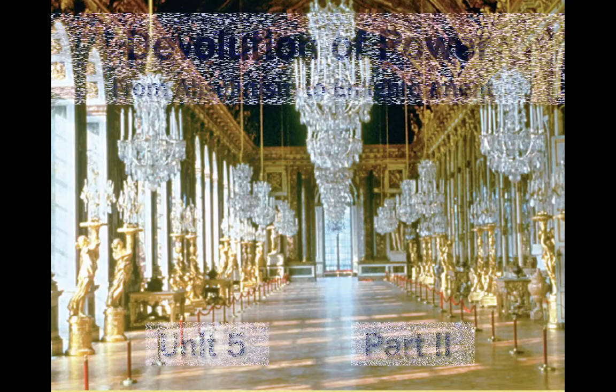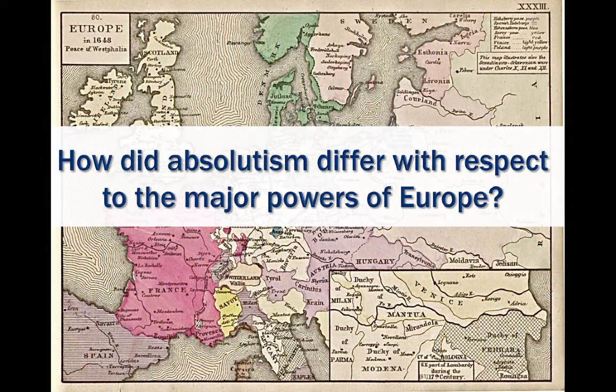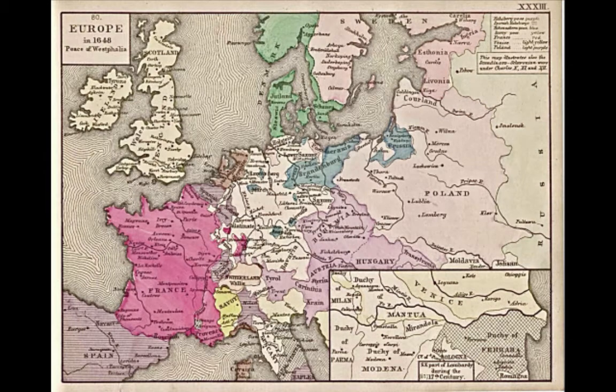Hey now, and welcome to Devolution of Power, Unit 5, Part 2. And in this video, we're going to look at this essential question: how did absolutism differ with respect to the major powers of Europe? To understand the degree to which absolutism was practiced in various European states, we must first look to, not geography.